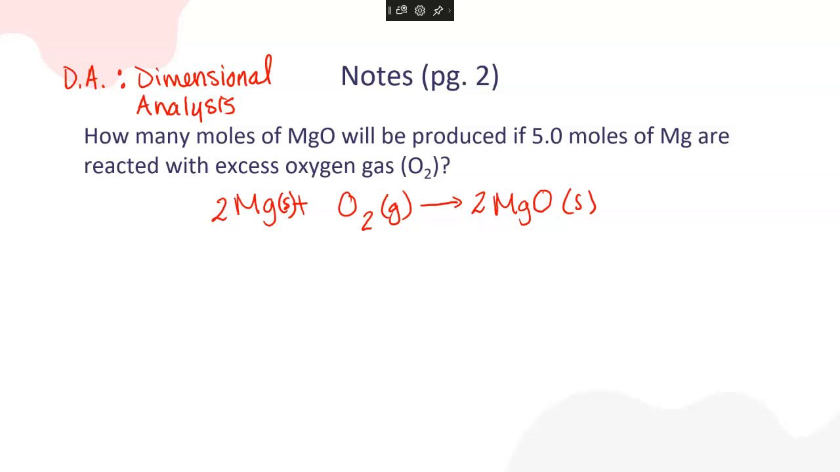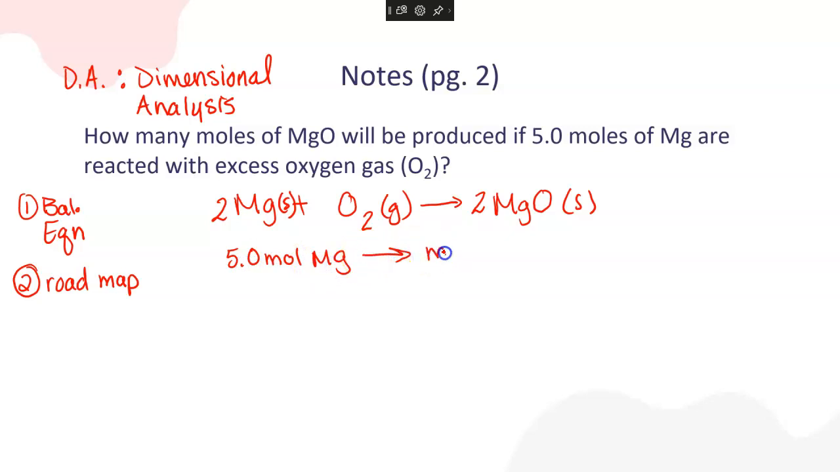So once I have my balanced equation, so here's our first step. And this applies for BCA tables. So we need a balanced equation. My second step is to do a roadmap. Okay. So I'm going to do my roadmap. It gives me 5 moles of magnesium. And it asks me for moles of the magnesium oxide.